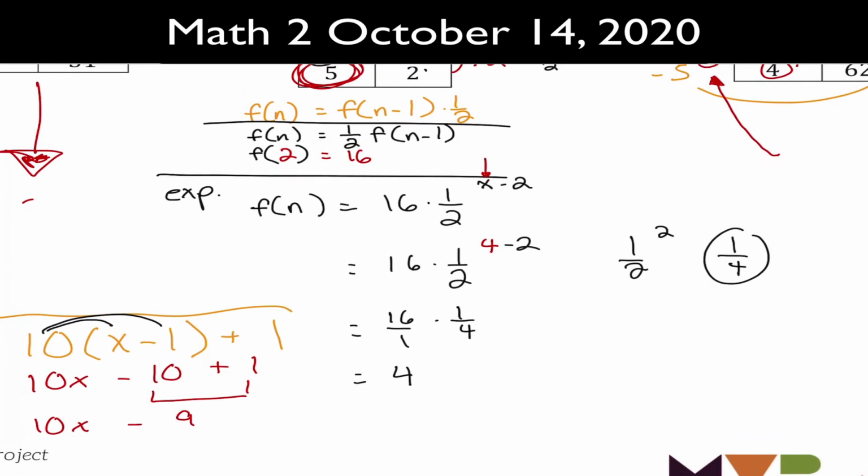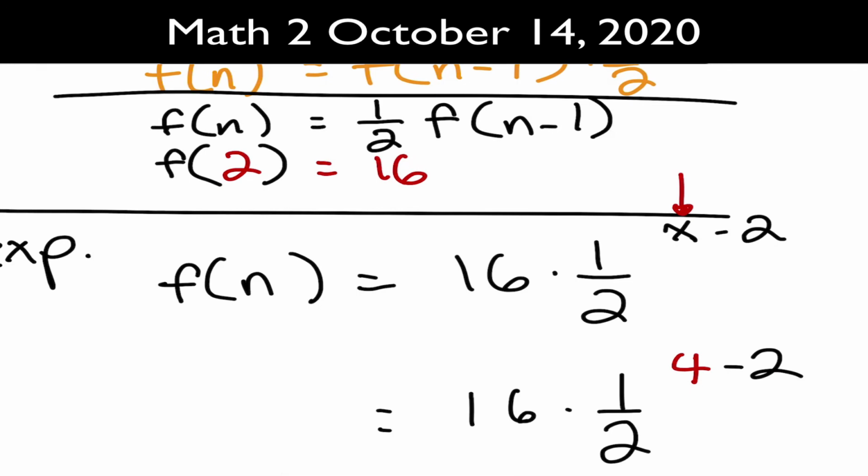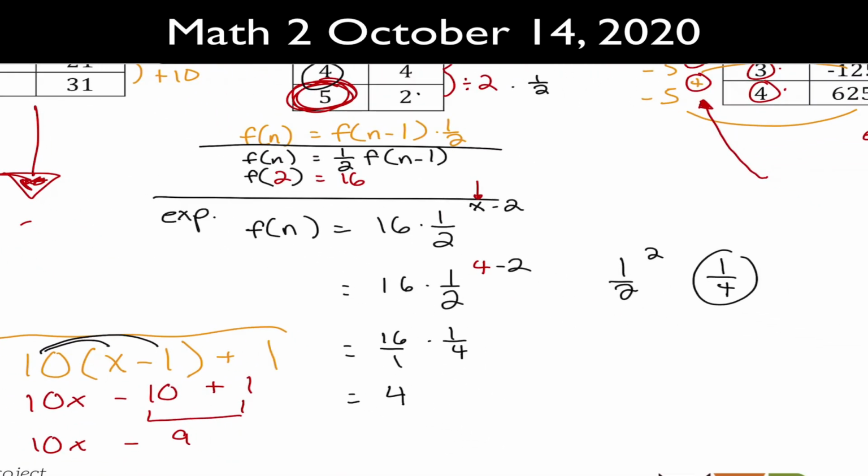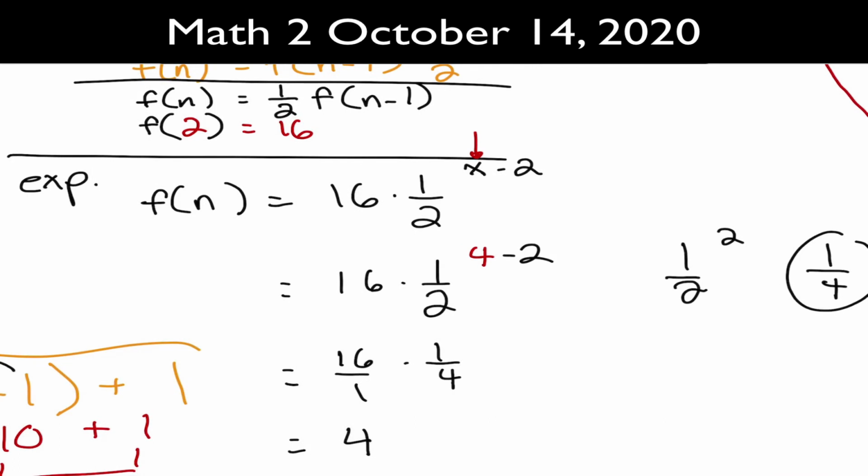So let's use f of n equals 16 times 1/2 to the x minus 2. And before I just move on, let's make sure you understood what I was doing here. Keep in mind your order of operations. It's tempting to say 16 times 1/2 and get 8 and then raise that to some power. But following your order of operations, we need to do parentheses first, then exponents, and then multiplying. So that's why we do this part first, and then you multiply, okay?